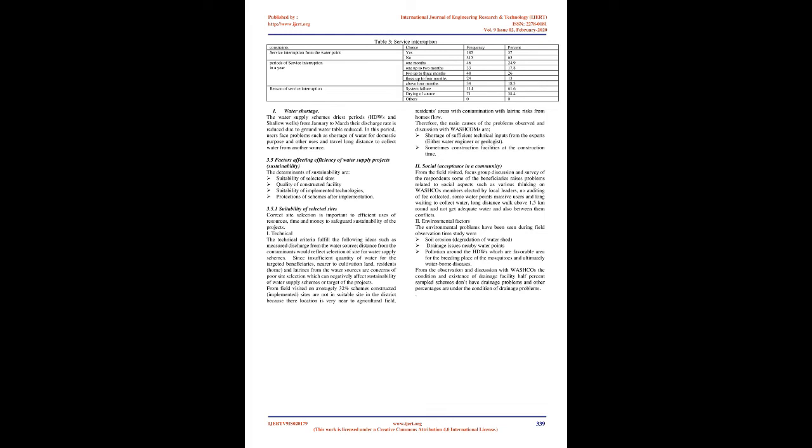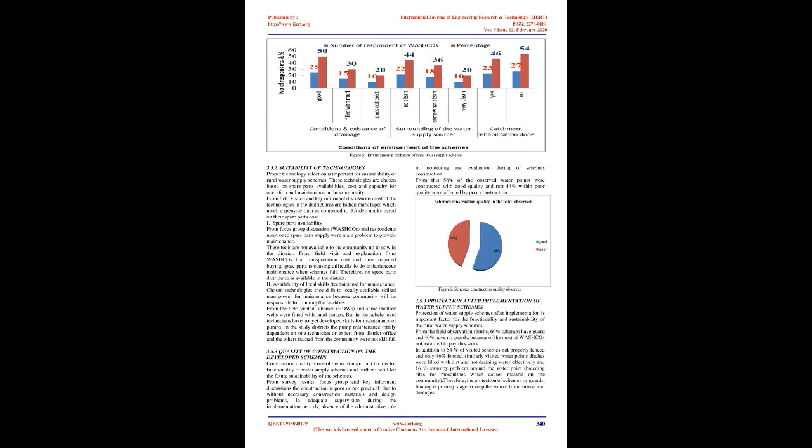3. Environmental factors. The environmental problems seen during field observation were: soil erosion, degradation of watershed, drainage issues near water points, and pollution around the HDWs, which are favorable breeding places for mosquitoes and ultimately cause waterborne diseases. From the observation and discussion with WASHCOs on the condition and existence of drainage facilities, only 0.5% of sampled schemes don't have drainage problems, and the other percentages have drainage problems. Figure 5, Environmental problems of rural water supply scheme.